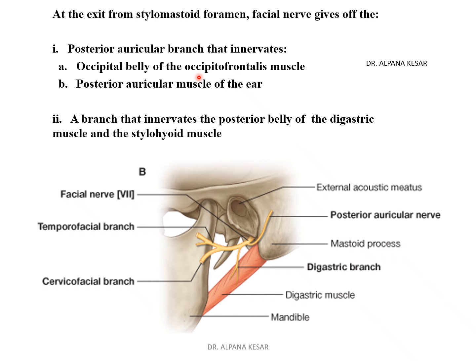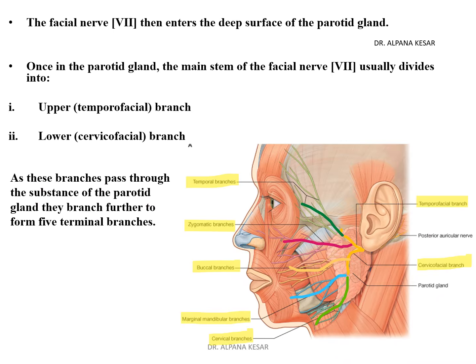One branch supplies the occipital belly of occipitofrontalis and the other supplies the posterior auricular muscle of the ear. The nerve to the posterior belly of digastric also supplies two muscles. It supplies the posterior belly of digastric and the stylohyoid muscle. After that, the facial nerve further travels forwards and enters the substance of the parotid gland.